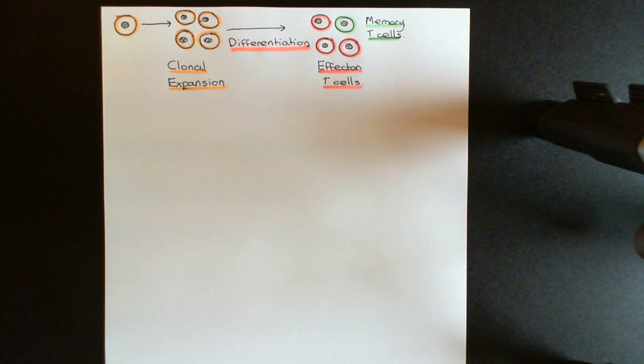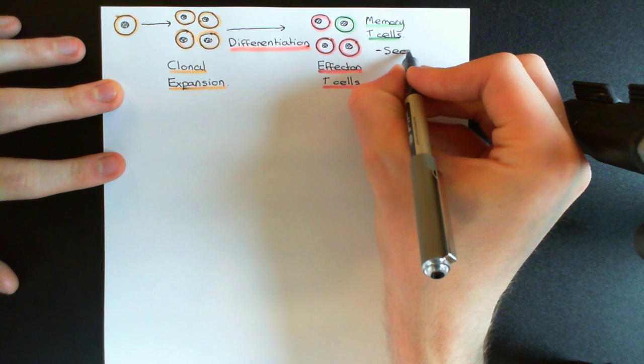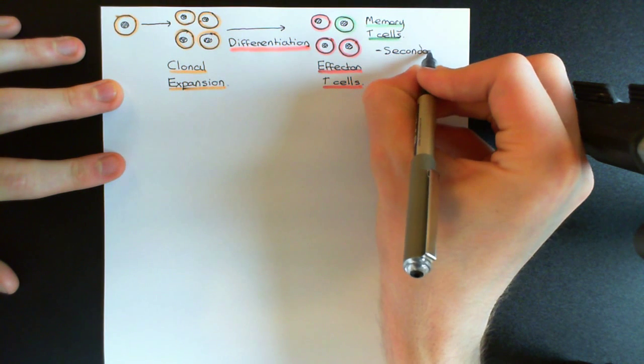So some of them remain as memory T cells, and these perform a very similar function to the naive mature T cells, i.e. they're going to circulate between the circulatory system and the lymphatic system. They're not going to go to the site of infection and attack the pathogen. Instead, they are going to wait around and see if we get infected a second time by the pathogen. They are going to be responsible for what is known as the secondary adaptive immune response.